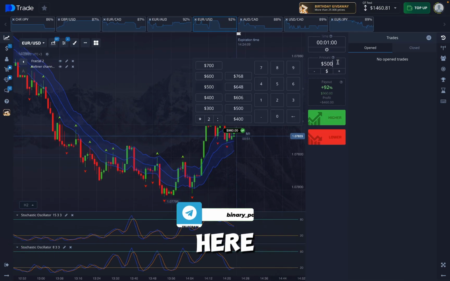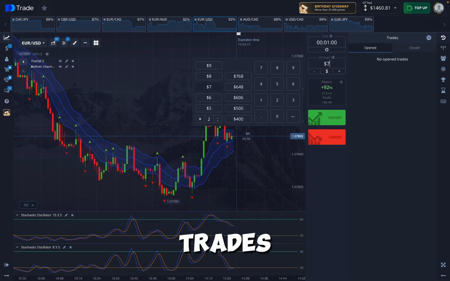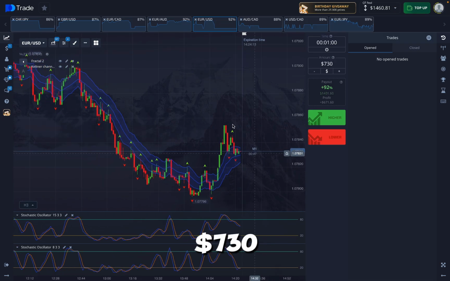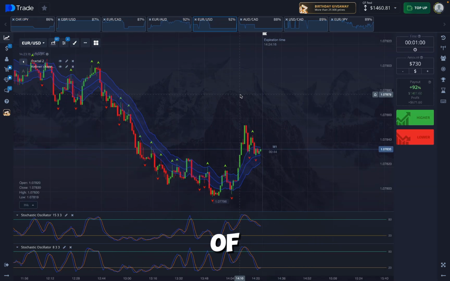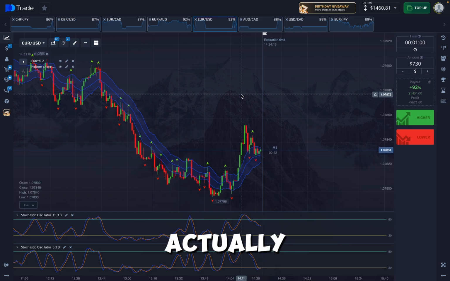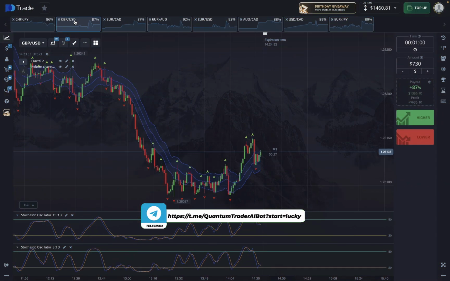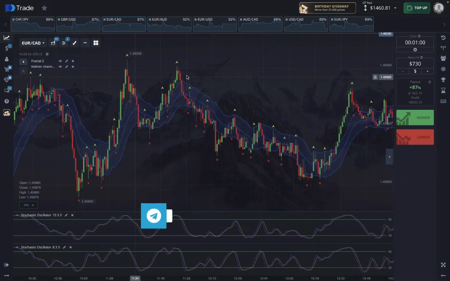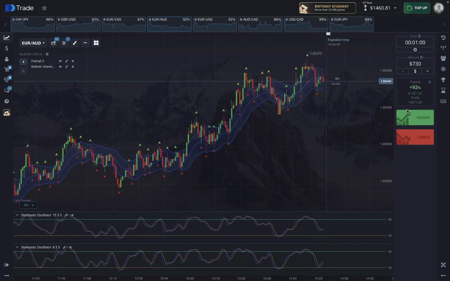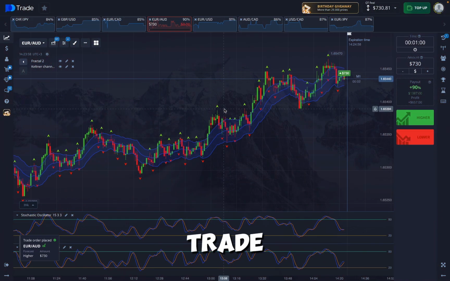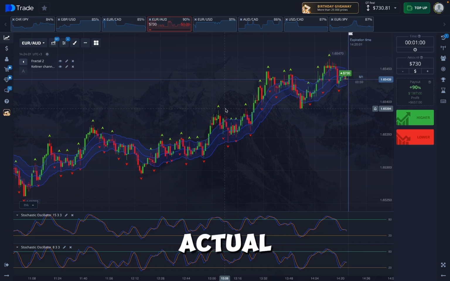Nothing complicated here. I'll change the trade amount. Now I will put $730, exactly half of my current balance. And actually, let's continue trading and pick up the following currency pair. And here I'm going to open a trade on the upside in the direction of the actual trend.